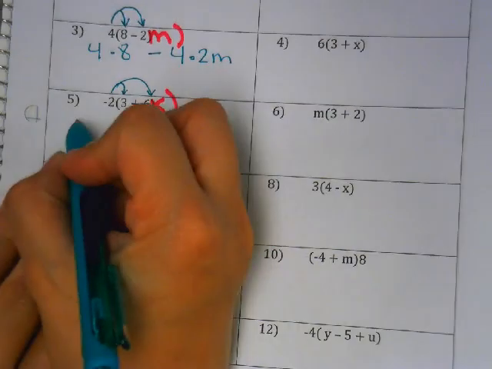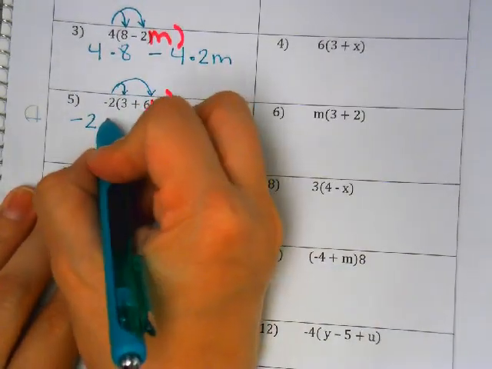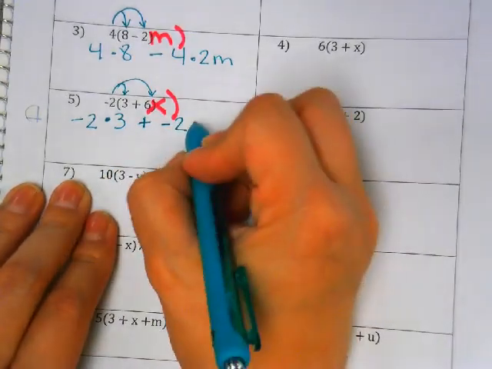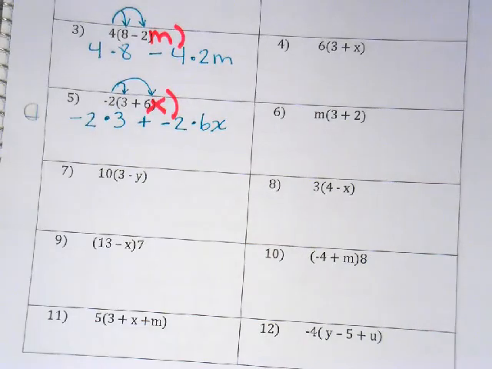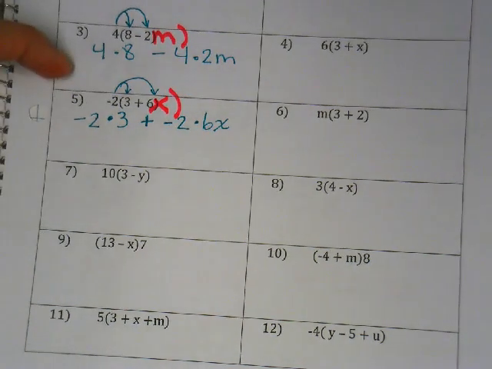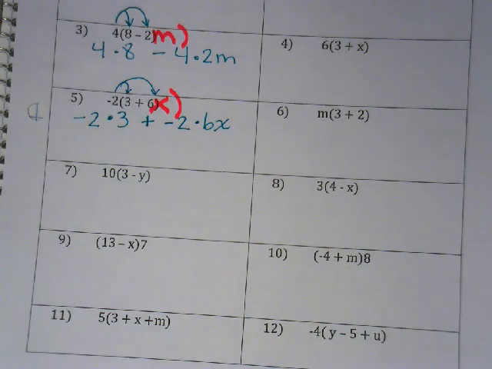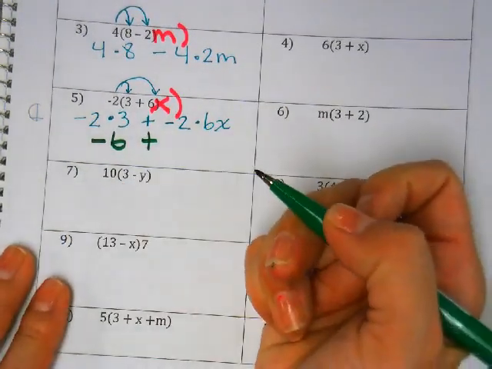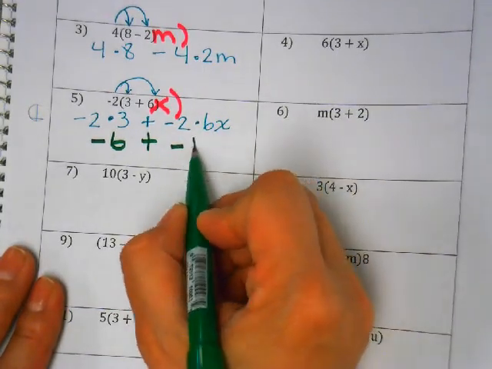All right. -2 times what number? 3. Good. Plus -2 times 6x, because I added the x at the end. Am I done with number 3? No. So write down your answer for number 3. Use your multiplication table. -2 times 3 is negative 6. Plus, what's -2 times 6x? Negative 12x.